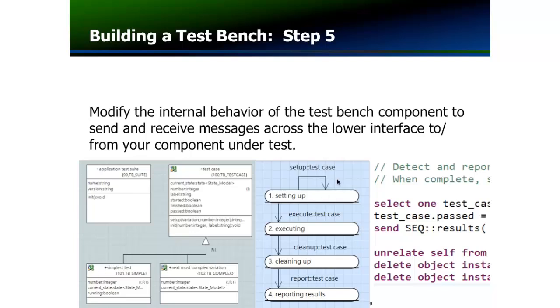Each class has a state machine that has these four phases, which we saw in the test benching sequence diagram, that every test goes through: setting up, executing, cleaning up, and reporting results. So you'll be double-clicking on these states and adding additional behavior, perhaps even adding states to these state machines for each test case. And the adding action language is how you modify that behavior.